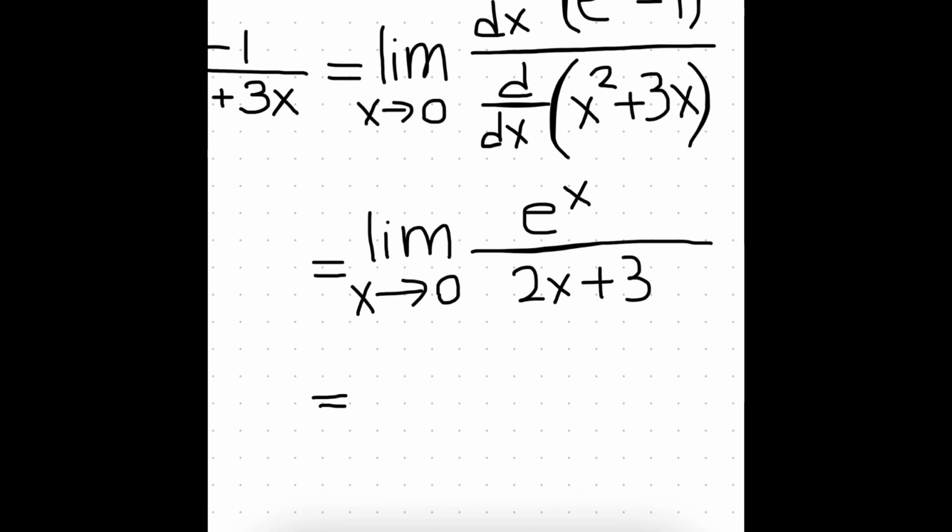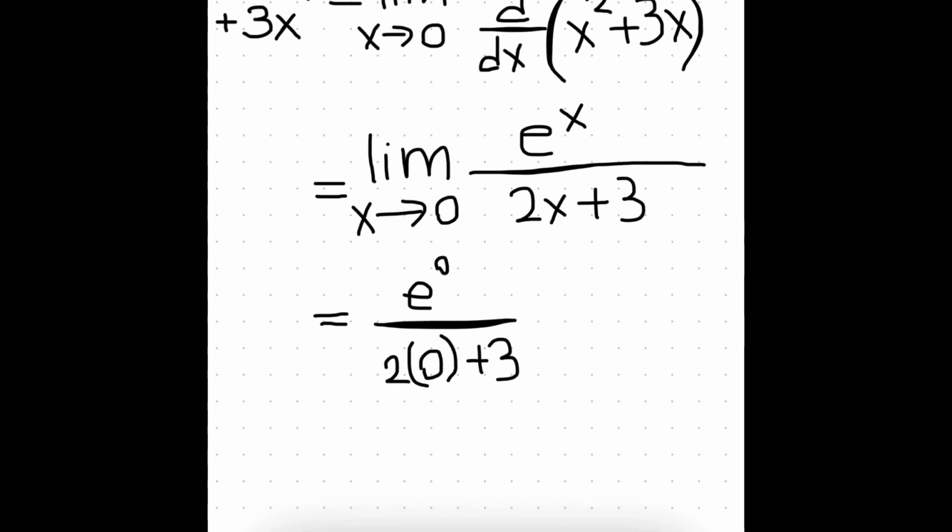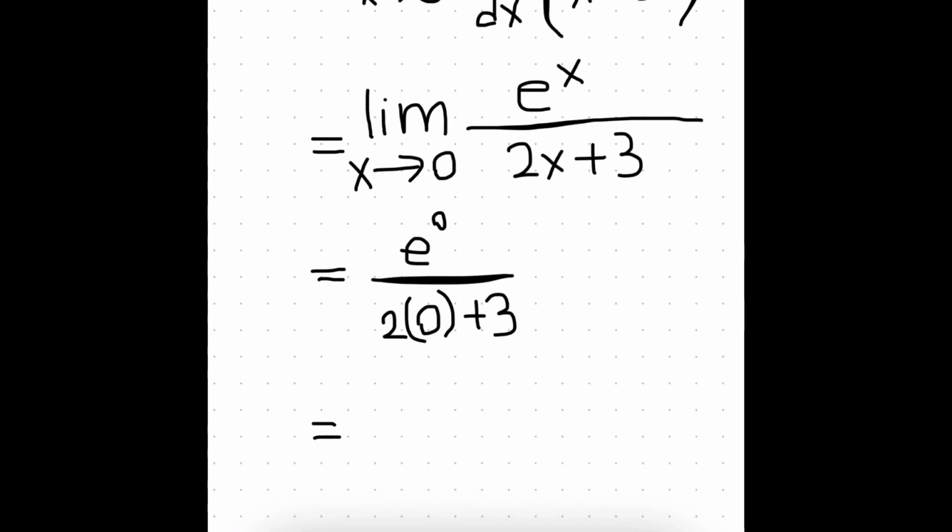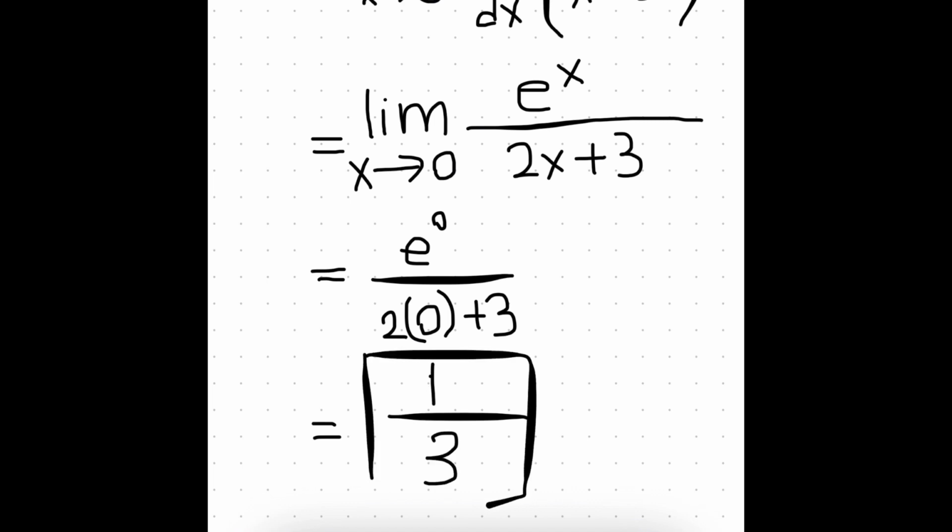Now we can plug in 0 to solve. E to the power of 0 over 2 times 0 plus 3. Which gives us e to the power of 0 is 1, and 2 times 0 plus 3 is 3. So the answer is 1/3.